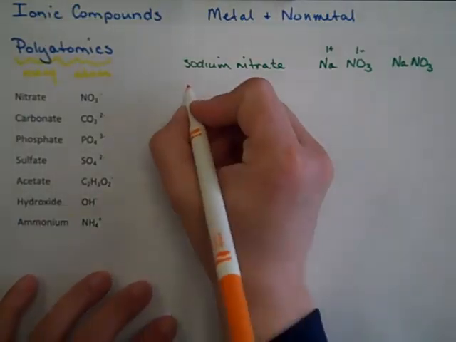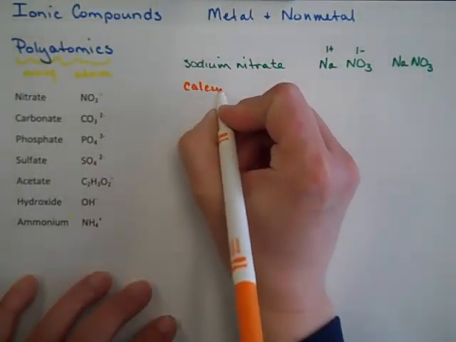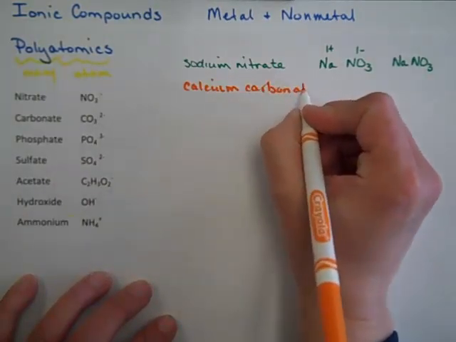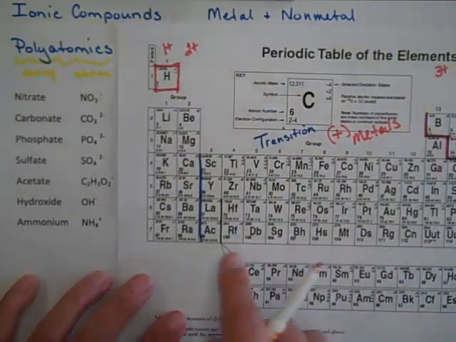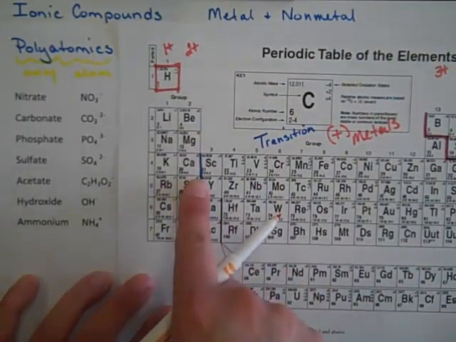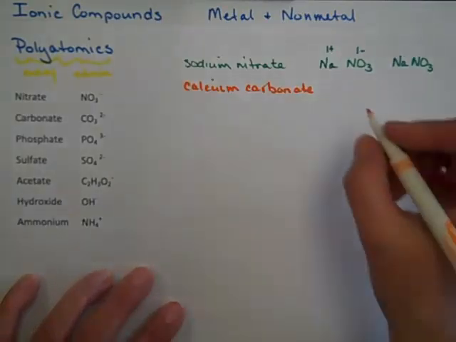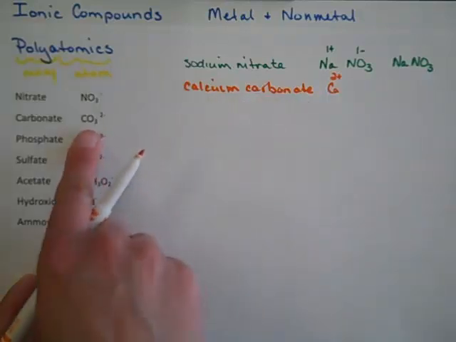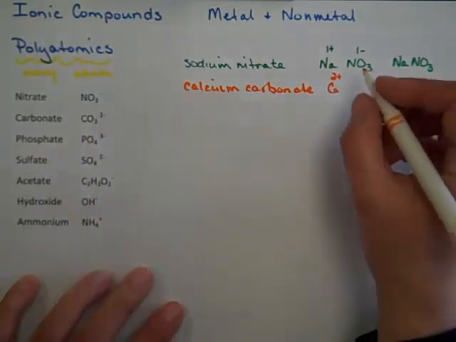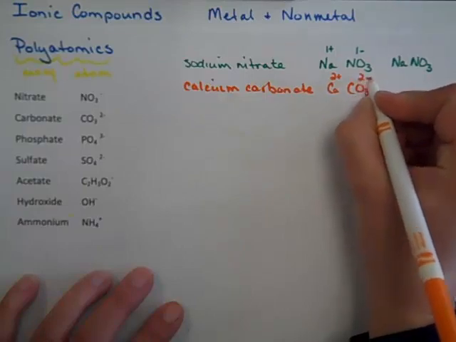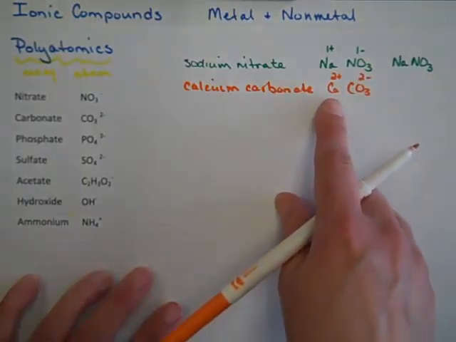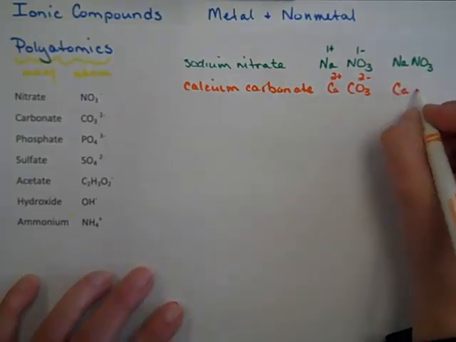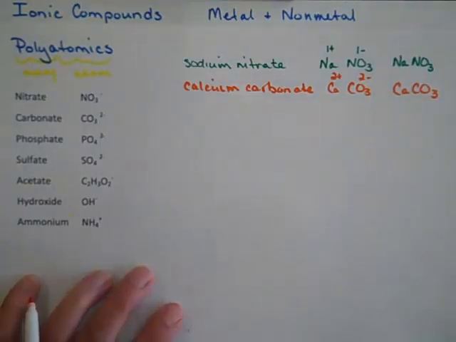Now what if we have calcium carbonate? If we look up calcium on our periodic table, calcium is an alkaline earth metal, and so calcium has a 2 positive charge. Carbonate is CO3, and it has a 2 negative charge. And so again, we have 2 positives and we have 2 negatives. So we need 1 calcium and 1 carbonate. So we write it CaCO3.